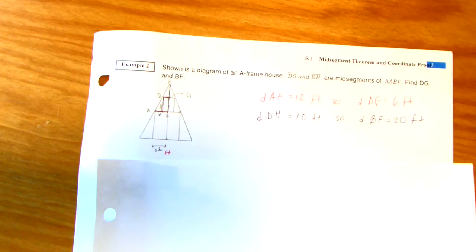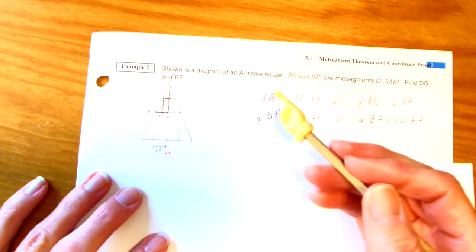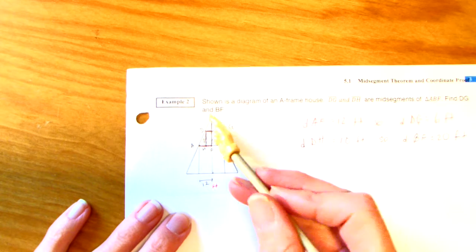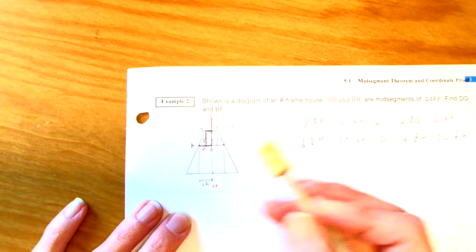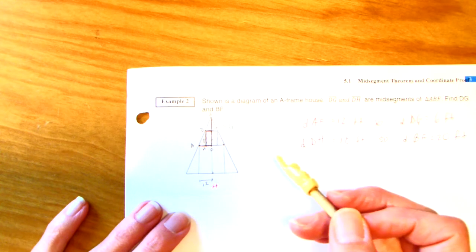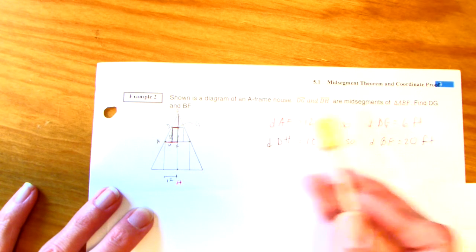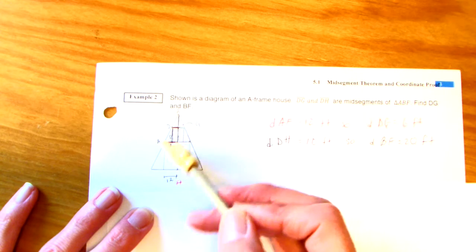Page 3. Now let's apply this. So you have an A-frame house. Hopefully that picture is drawn. Otherwise, you'll have to take some time off. Can you see the A, B? Right there's G. Here's H and F. I would guess C would be right there, but we don't need it. Shown in the diagram of an A-frame house, DG and DH are midsegments of ABF. That's this half triangle.